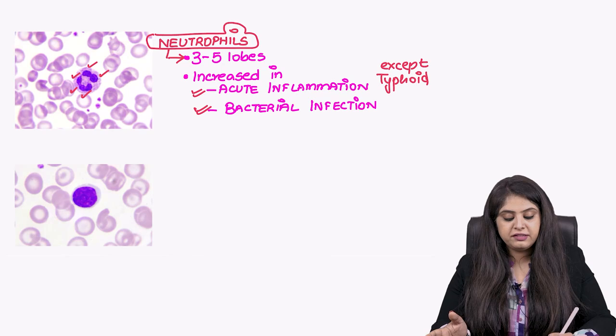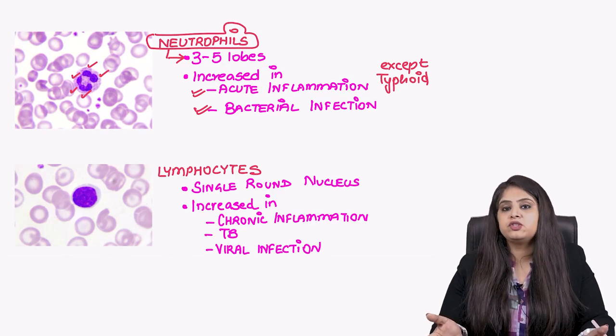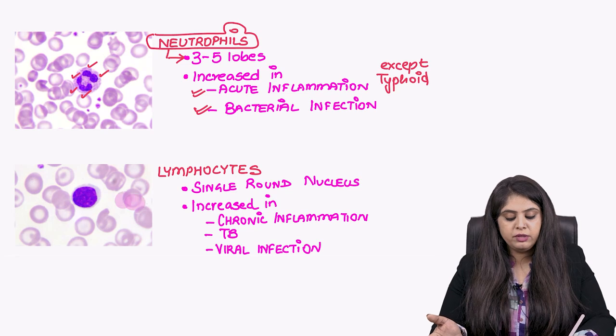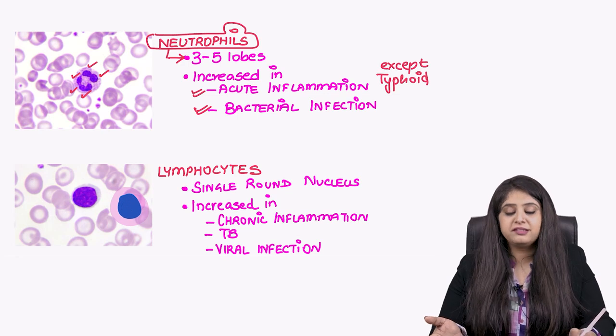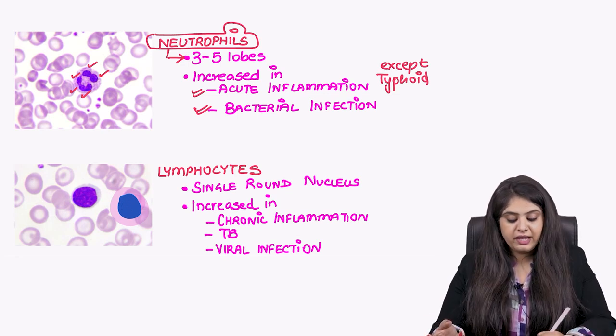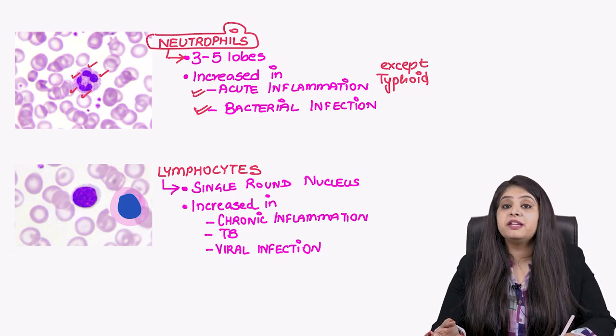After neutrophils, the next cell that we have is lymphocytes. There is nothing special about a lymphocyte that I can tell you. It's going to be a normal looking cell, and inside it there will be a normal looking round nucleus. As I said, there is nothing special about it. So hence I call it a single round nucleus. But when is it increased?